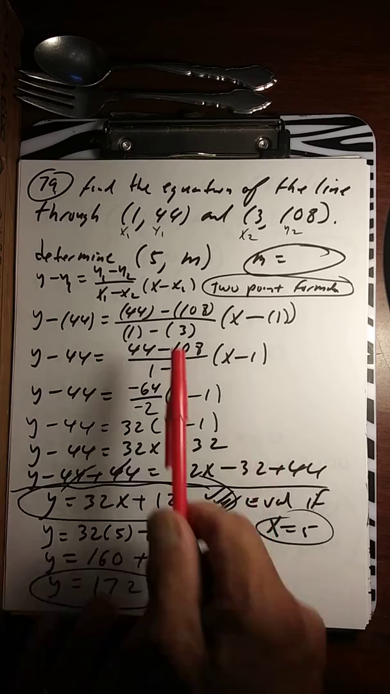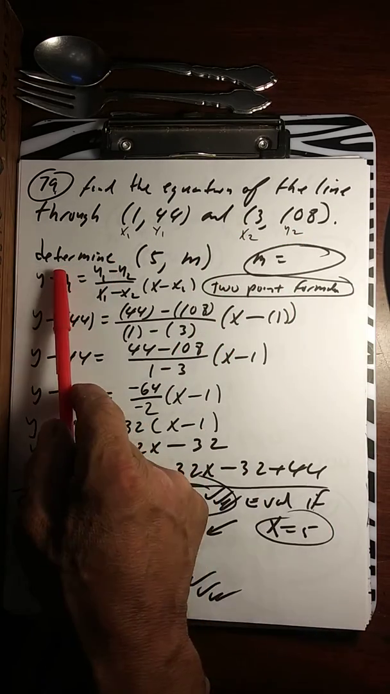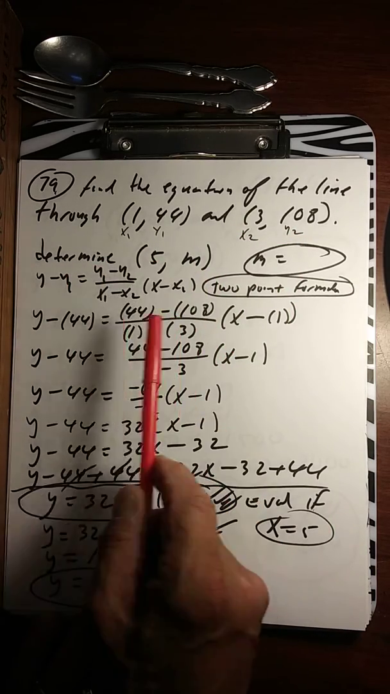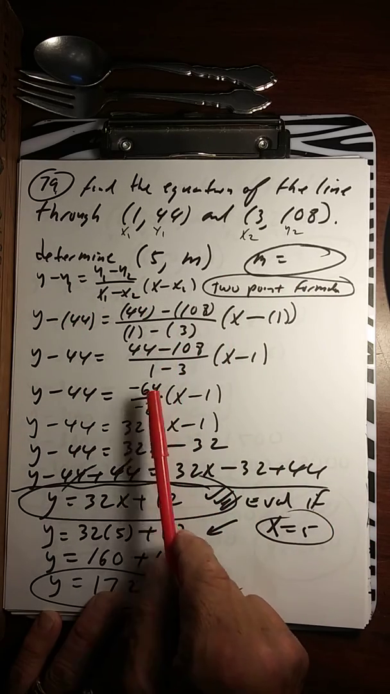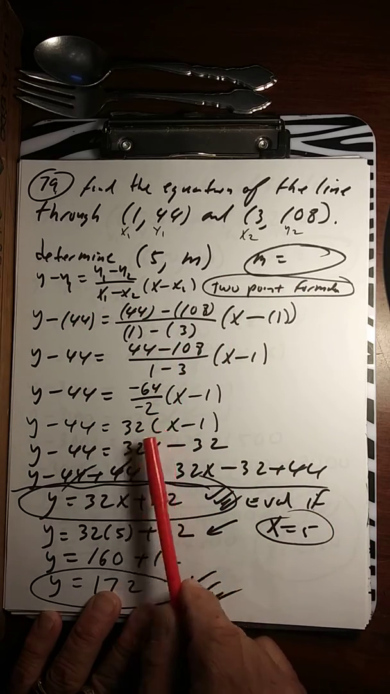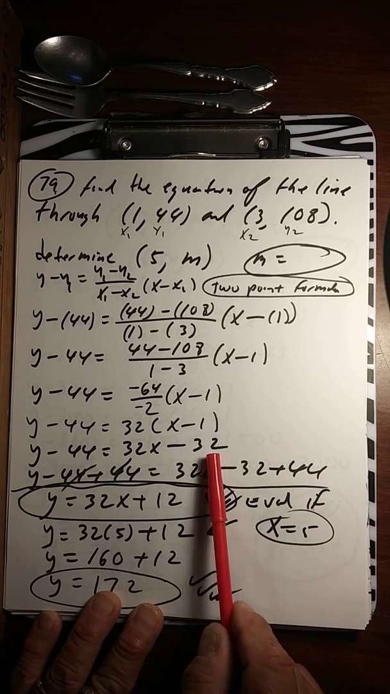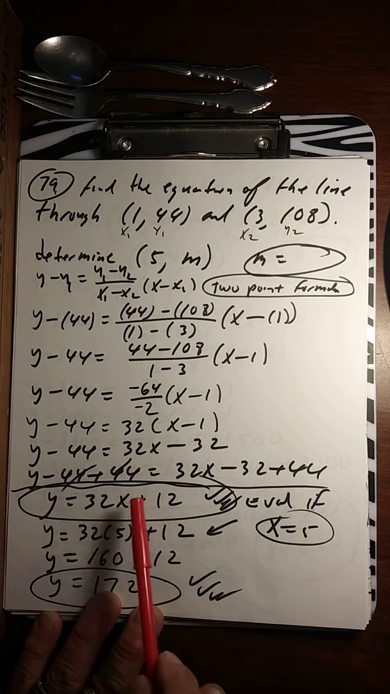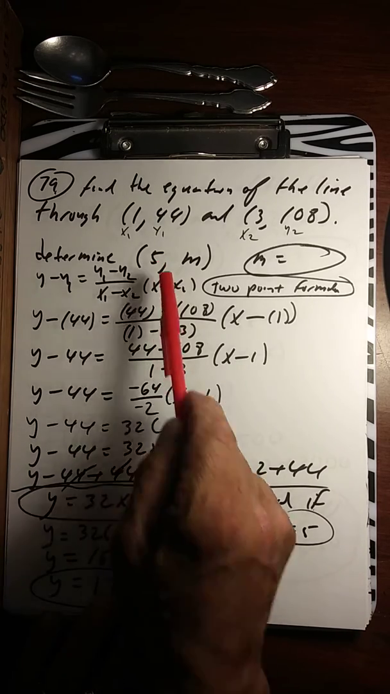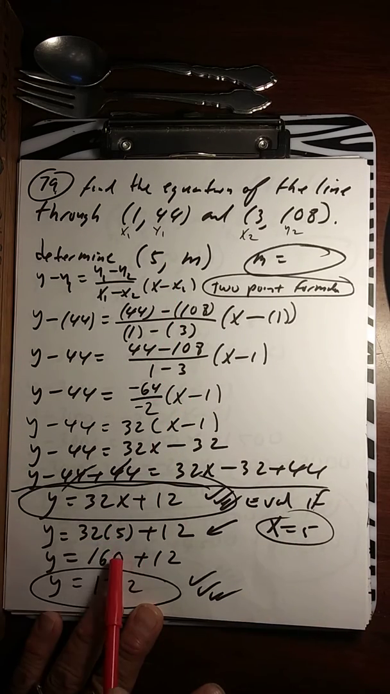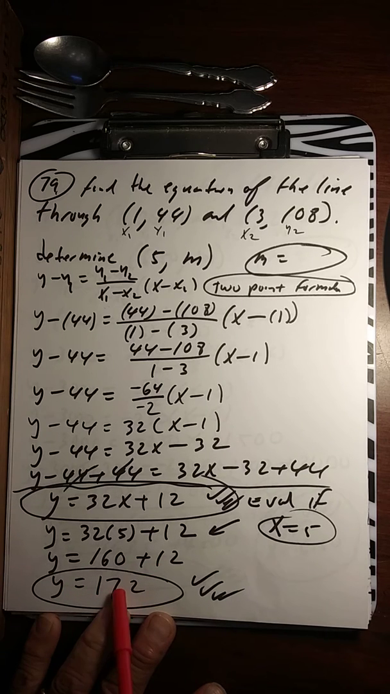Find the equation of the line that goes through the two points right there, and then, what happens when you put 5 in there? So let's set up the two-point formula. That minus that, negative 64 divided by negative 2 is 32. 32 times x is 32x. That times that is negative 32. Add 44, add 44. So there's the formula right there: y equals 32x plus 12. Now, what happens when you put 5 in there? 32 times 5 is this, plus that. So y equals 172. So when you put this number in there, what do you get? 172.